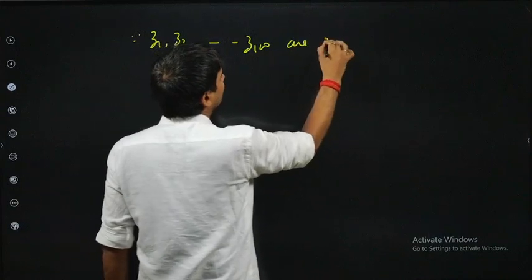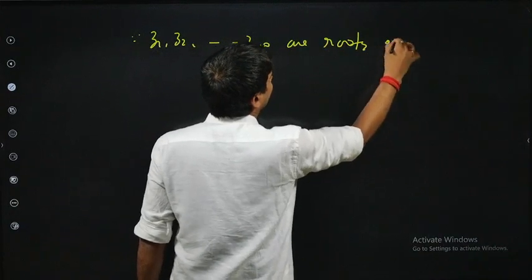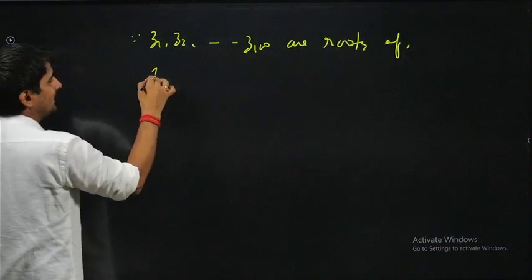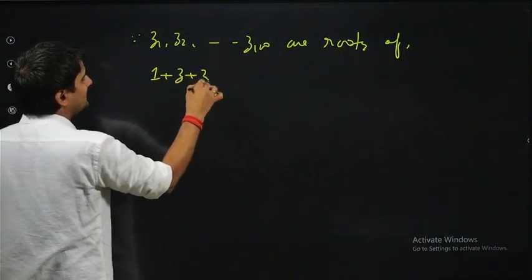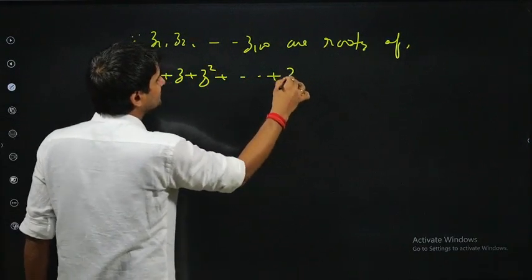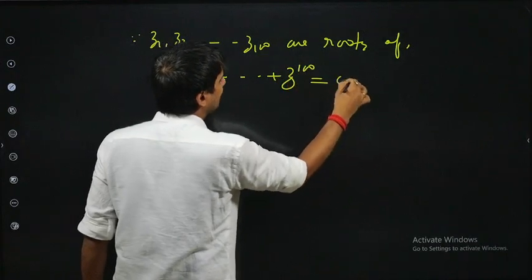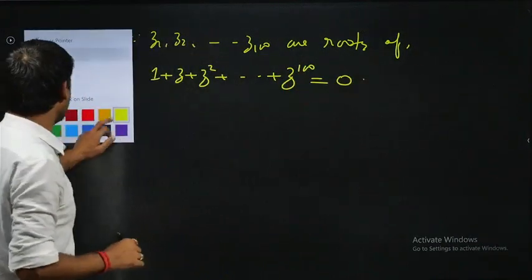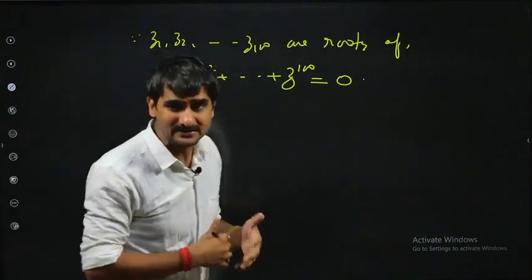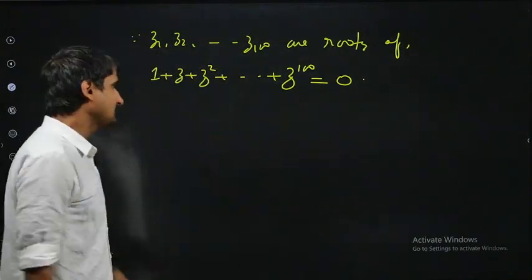See, the other idea can be here: since z1, z2, up to z100 are roots of which equation? 1 plus z. See, why am I discussing it? I'm not going to discuss it till the end. You all can think on it, and if you face any problem, you can tell me with the help of comments. I will try to clarify that.